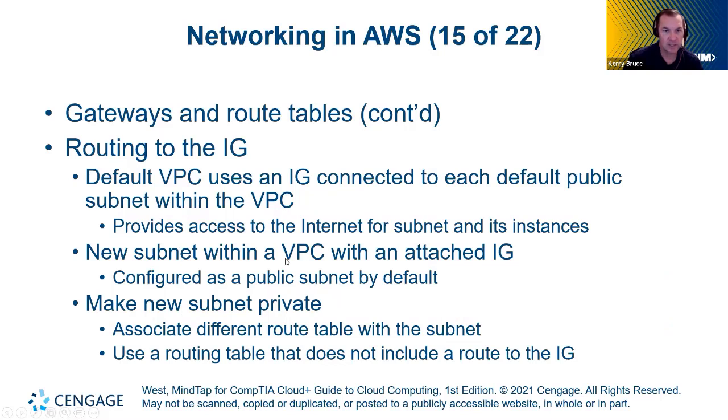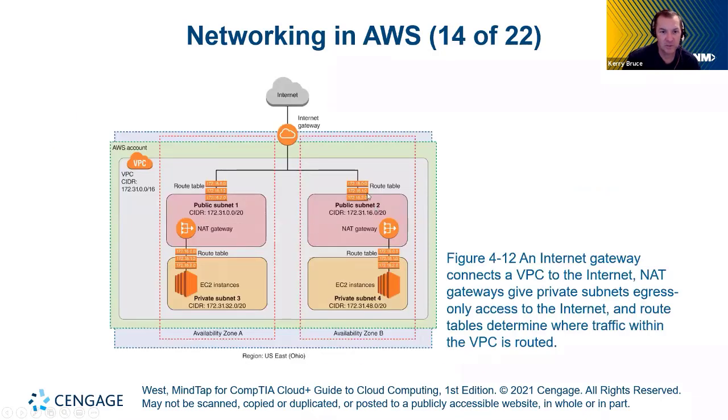Gateways and route tables, right? So routing to the IG. There's always going to be a default route. These default routing tables will automatically, for the public subnets, have a default route, right? And if you're not familiar, a default route is going to be the 0.0.0.0 subnet or a network address, and it's going to point to whatever your router is. In this case, your router is the internet gateway, okay?